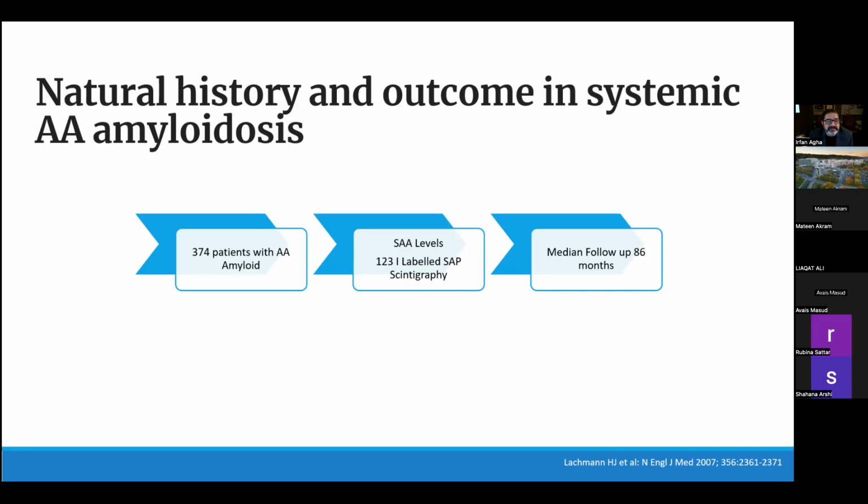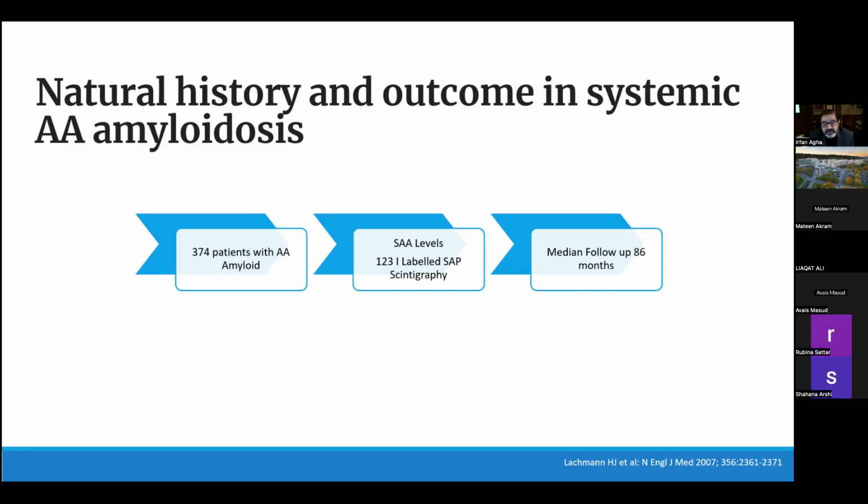So we got 374 patients in this study from the UK, probably one of the bigger and nice studies to see what happens to these patients. They put in 374 patients with AA amyloid. They went through great pains to make sure these were not contaminated with other types of amyloid. They followed their SAA levels fairly frequently, and also monitored their amyloid burden through labeled iodine SAP scintigraphy.